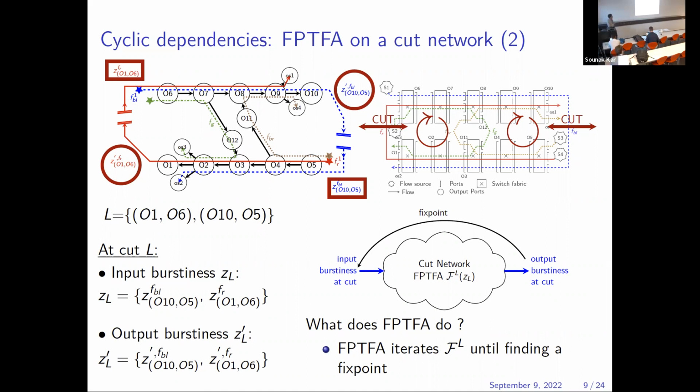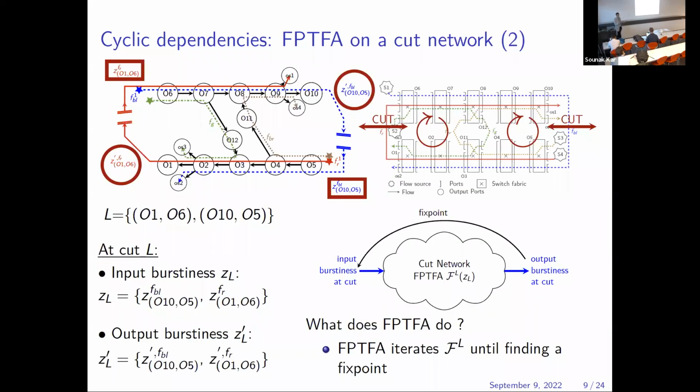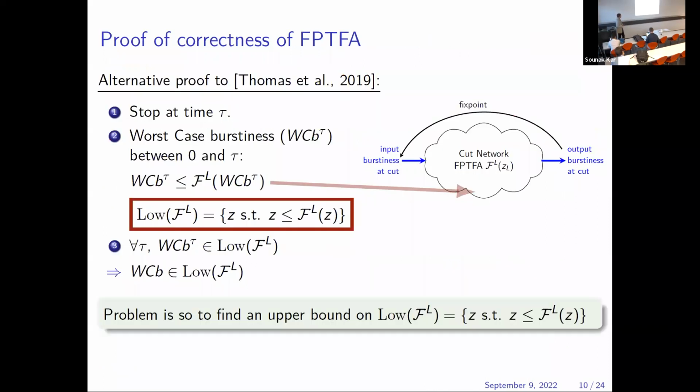And at the output of the network, we have an output vector of burstiness. And FPTFA iterates this specific function FL until finding a fixed point or diverging, because we don't know if there is a result. So yes, we find an algorithm that finds a fixed point. So this is good, but does it provide a valid delay bound for the network?